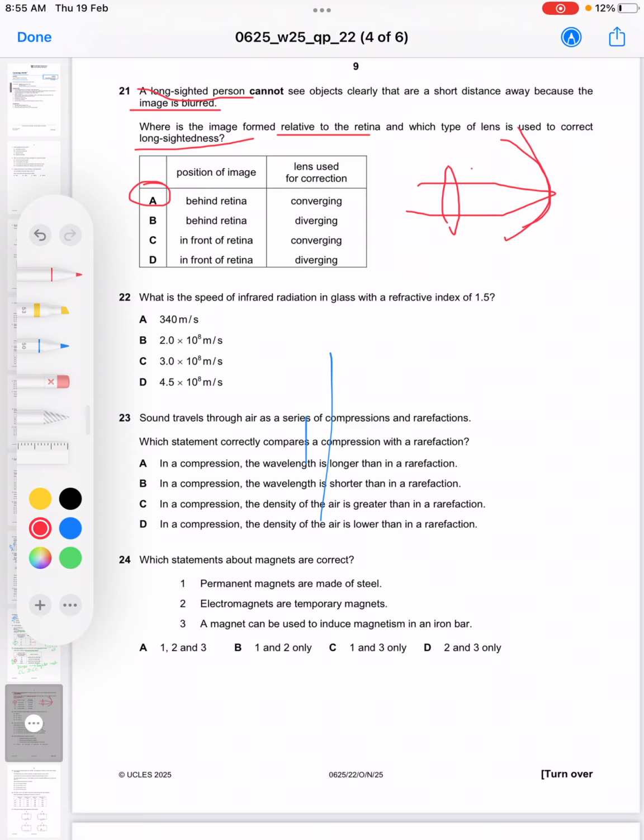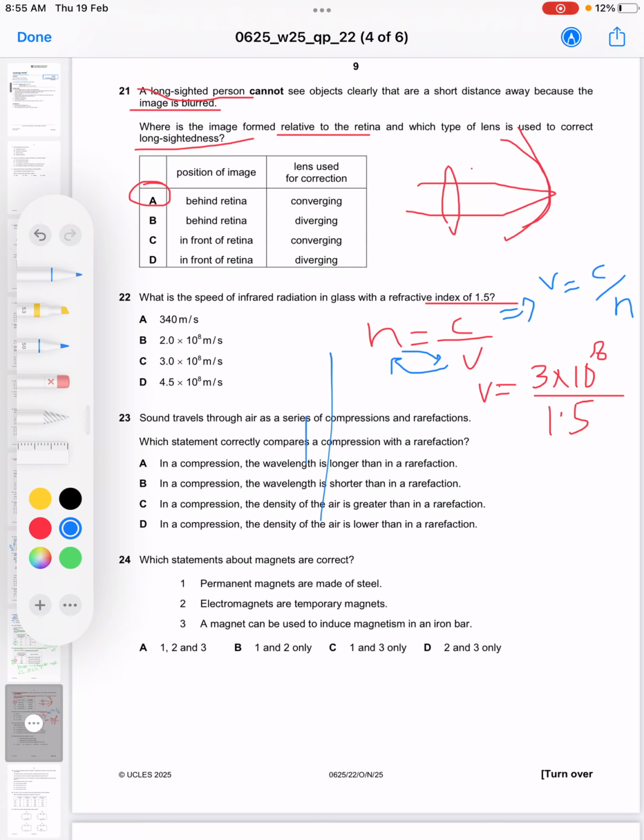Question number 22, the speed of the infrared. The refractive index is given. n equals the speed of infrared in vacuum, c, divided by the speed we need to find out. So v equals the speed of light, 3 into 10 raised to the power 8 meters per second, divided by the refractive index 1.5. I just move v to this side and n to this side, so we get v equals c by n. Substitute the values, and you get the answer 2 into 10 raised to the power 8. Which one is correct? B.